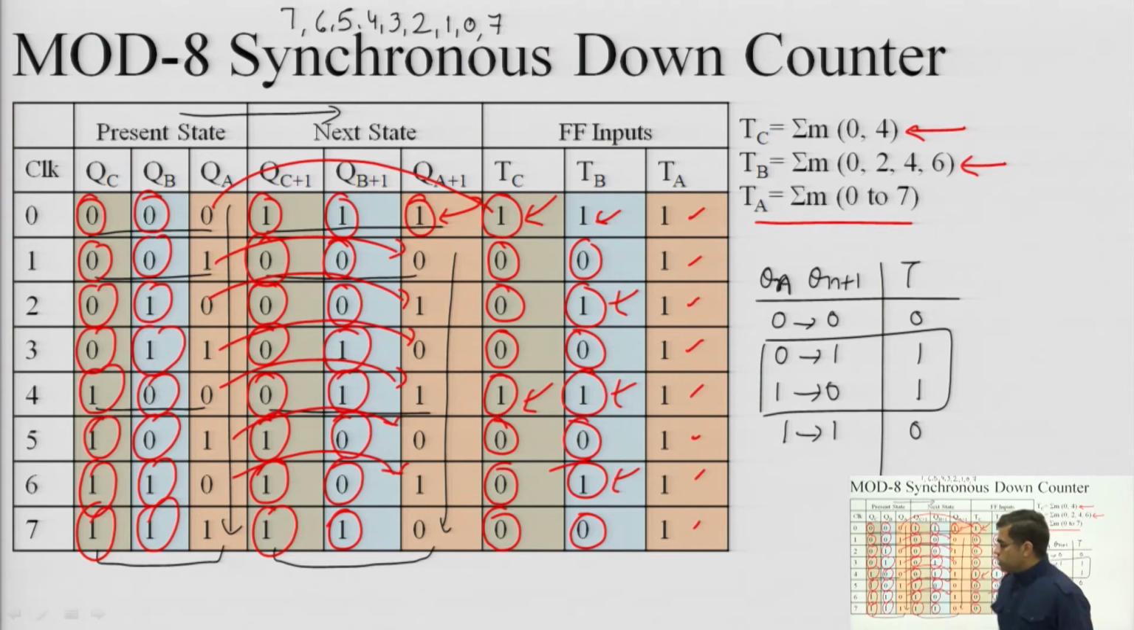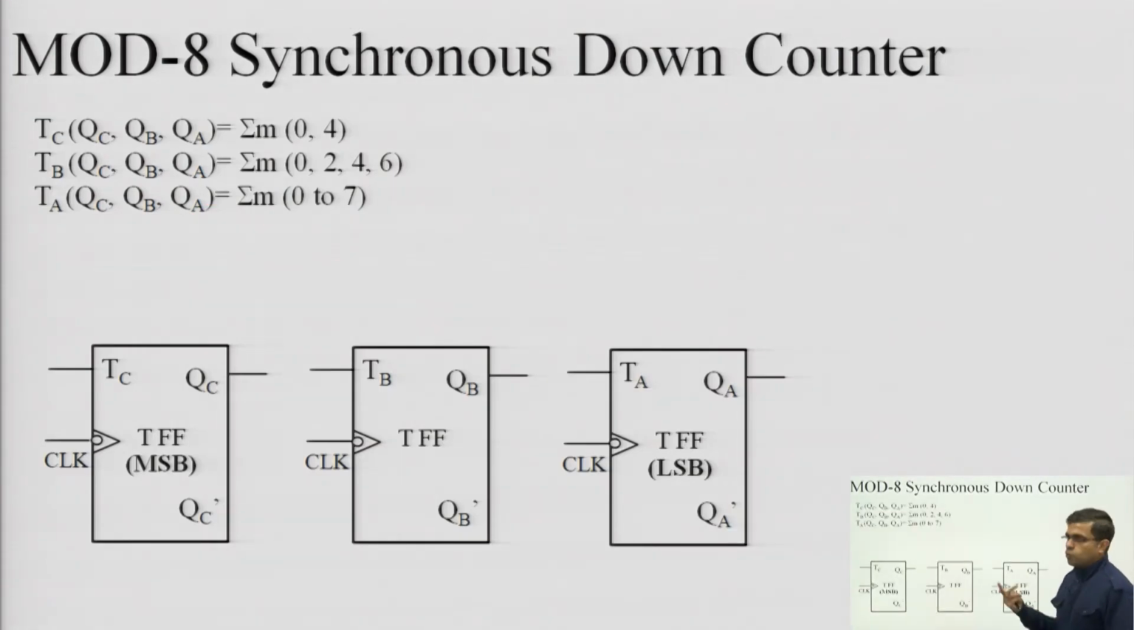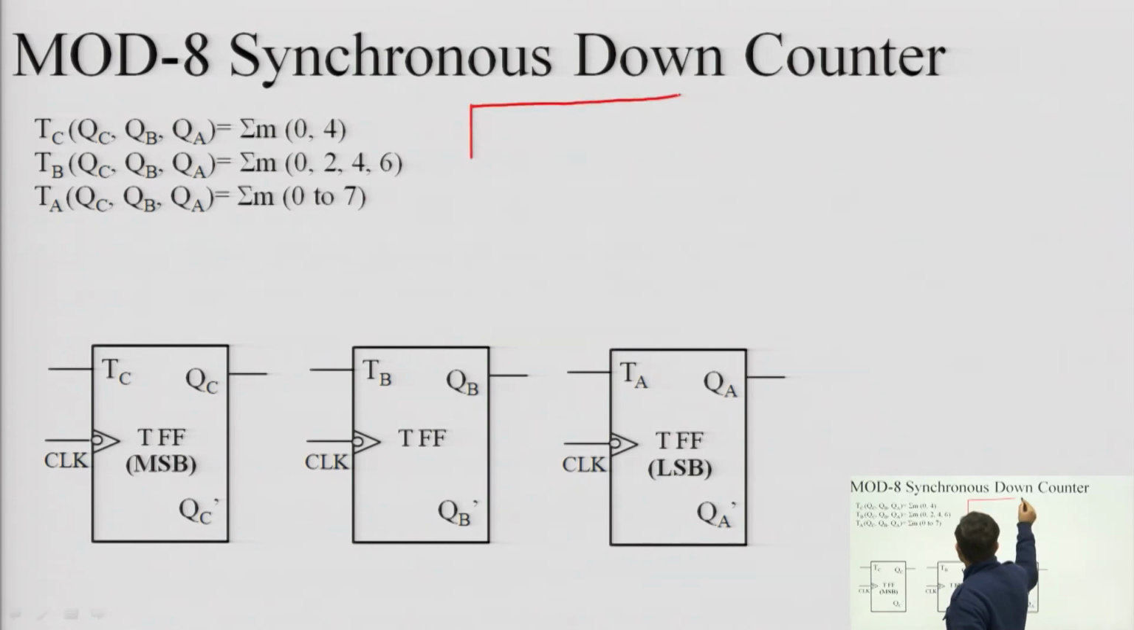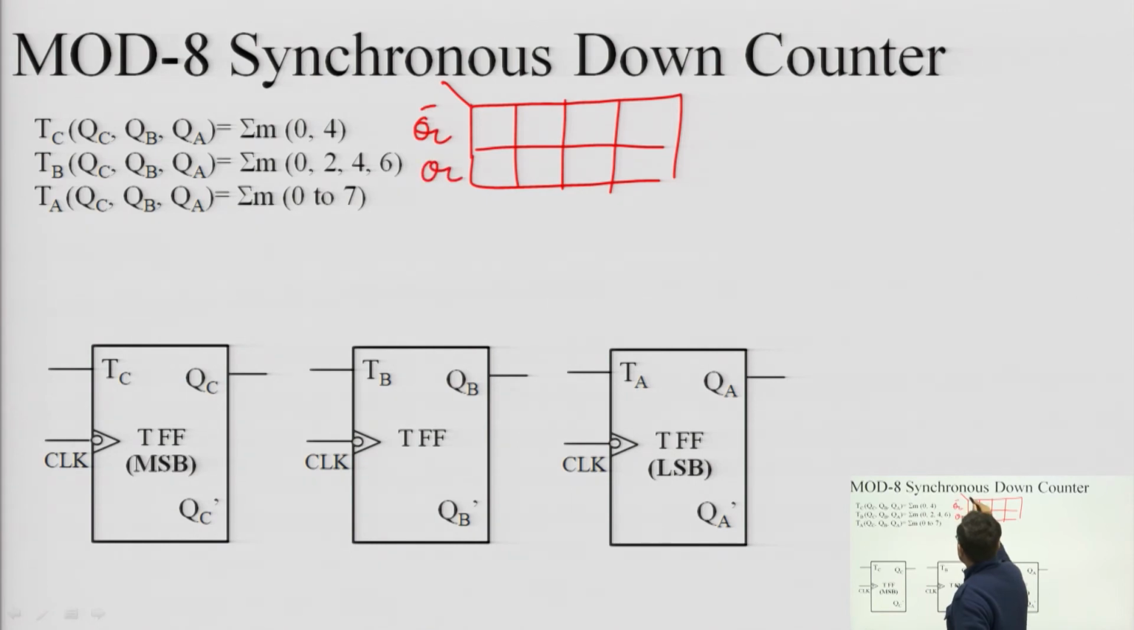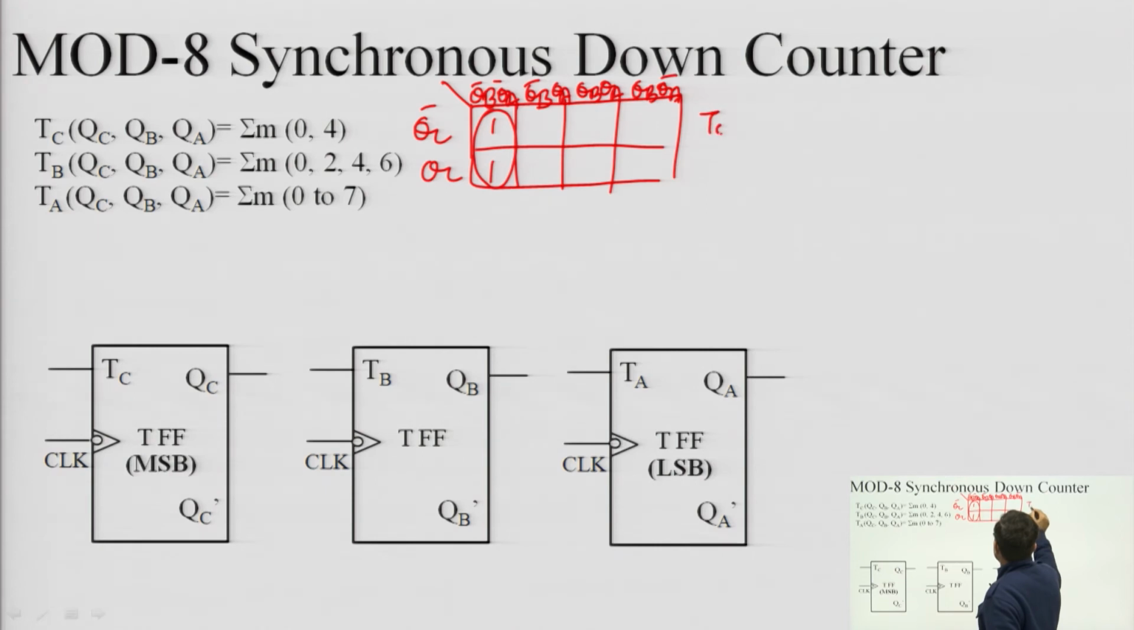Now, similar to the previous case, we have to convert these K-map expressions into circuits. Let us do that. For the first K map, the terms are 0 and 4, so this is 0, 1, 2, 3 and this is 4. That means T C is equal to QB complement and QA complement.